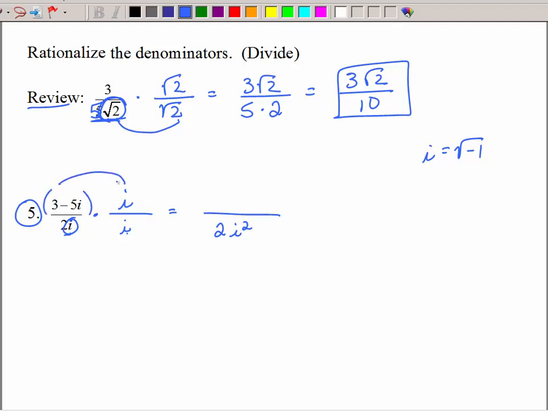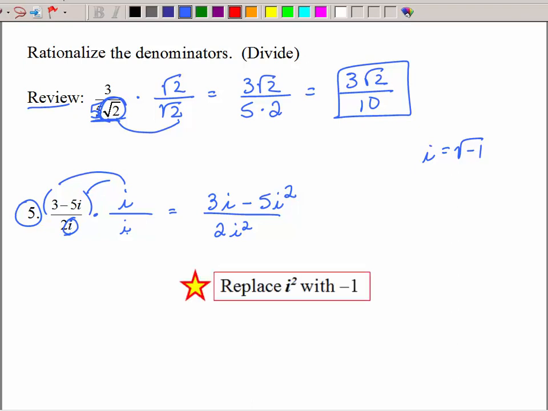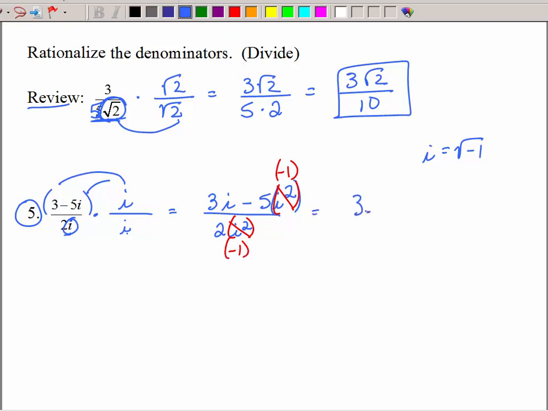On top, we're going to distribute. So I have 3i minus 5i squared. Now what did we do when we did that multiplication before? We replaced all the i squares with -1. So we have 3i, then -1 times -5 is +5, and now we have over -2.